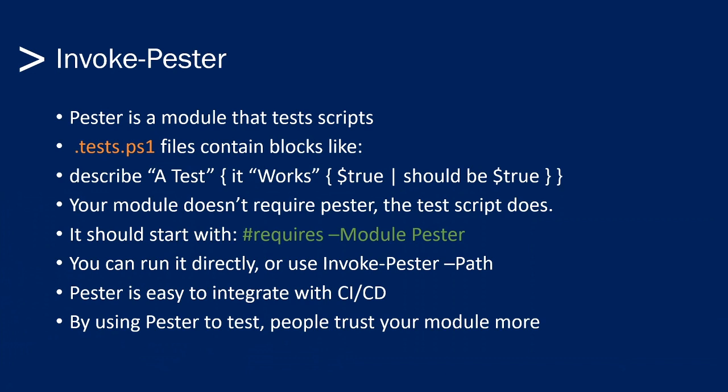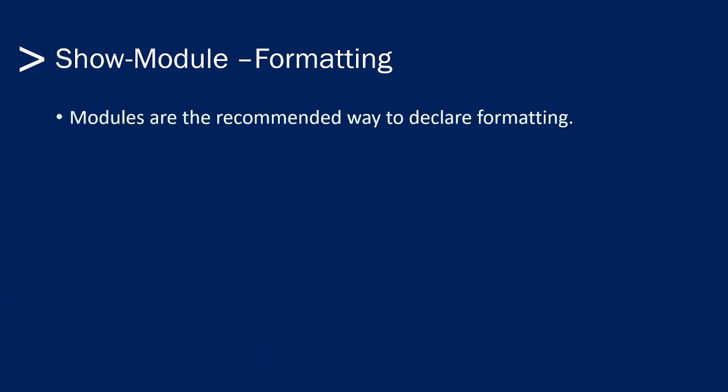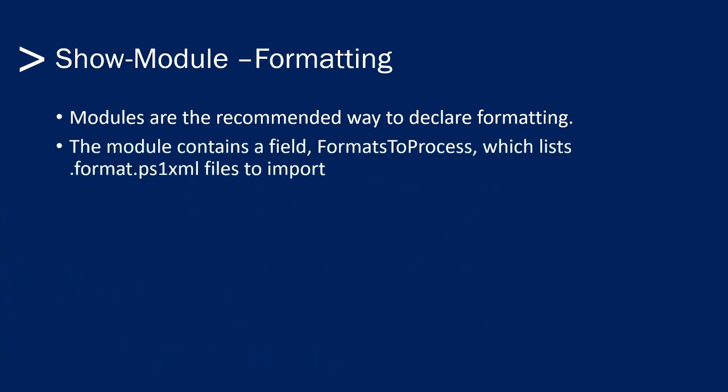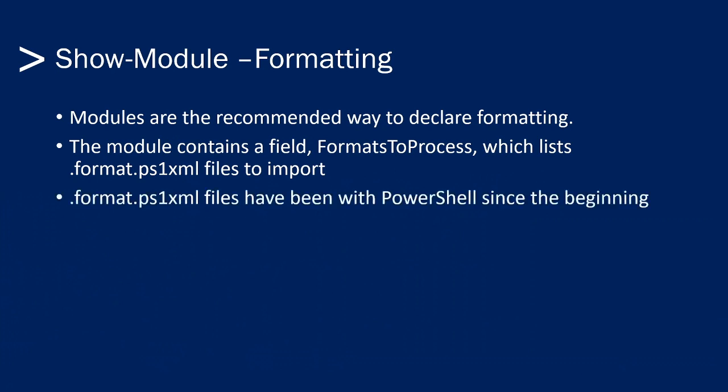Moving on to something a little bit more esoteric, but still useful, you can actually have formatting for a module. I mean, you can format stuff in PowerShell by hand as much as you'd like. You can be that cruel to yourself. But if you would like, you can declare all your formatting within a module. There's a field, FormatsToProcess, and this lists format PS1XML files that you can import. These files have been there since the beginning, and what they do is they control how an object is formatted.